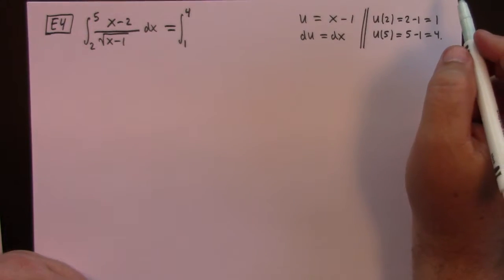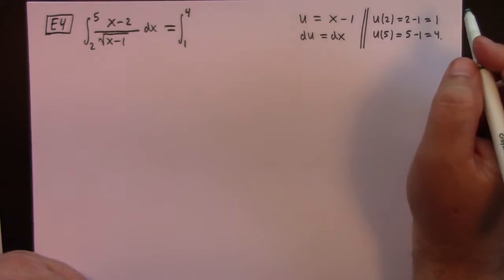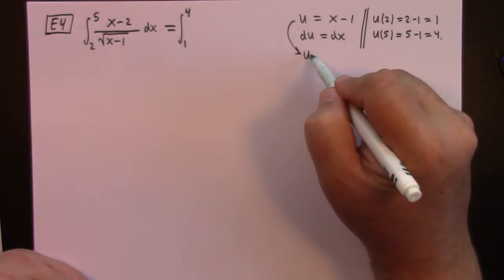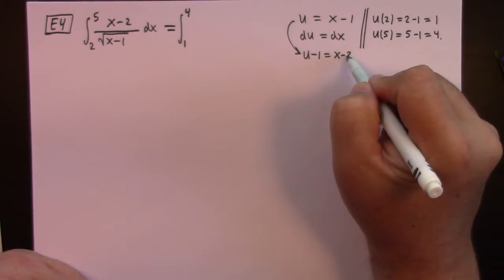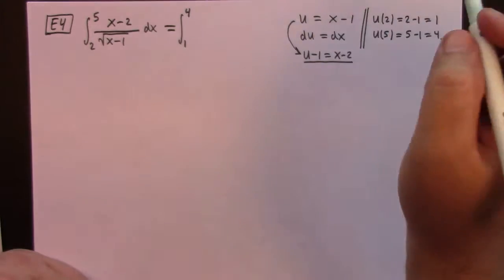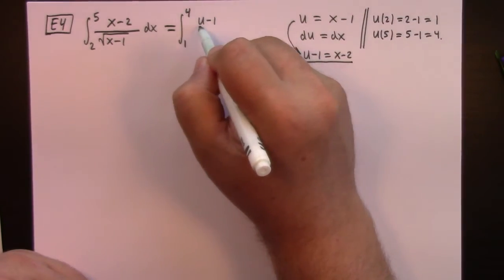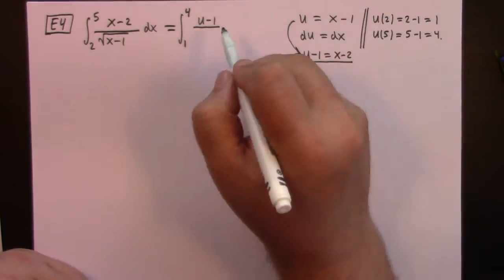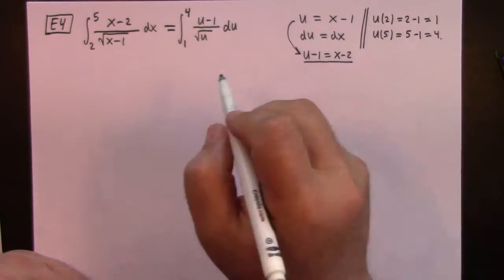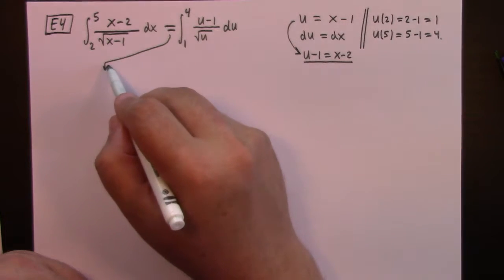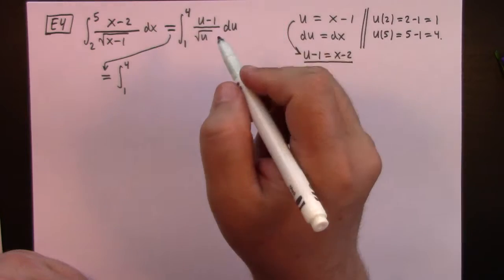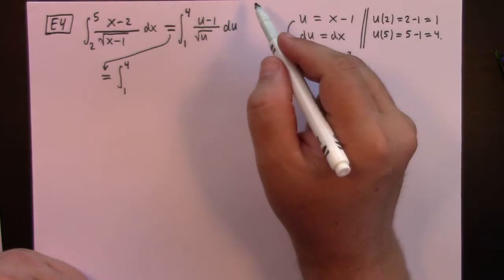And, uh-oh, x minus 2, huh? So what is x minus 2? Subtract 1 from this equation, we get u minus 1 equals x minus 2. So that tells me how to get rid of the x minus 2. So what do I got? I got the integral of u minus 1 divided by the square root of u du. So my u substitution was successful in the sense that after we make the u substitution, we have things that can be integrated with basic power law stuff.